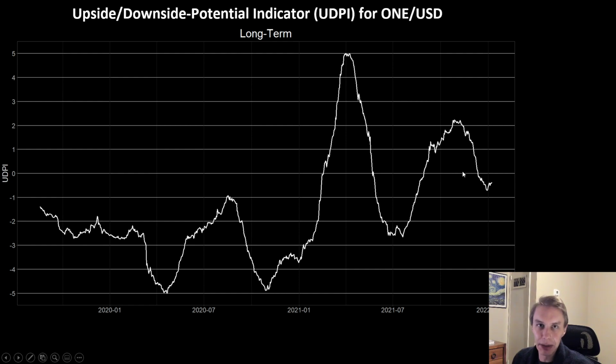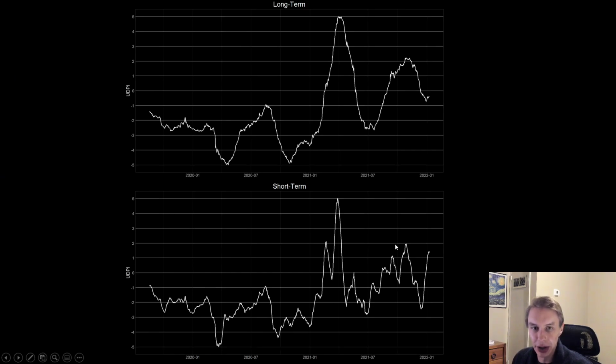But the nice thing about the UDPI, or our current version of the UDPI, is we can compare this kind of long-term risk with a shorter term version of risk. So I'm actually showing you here this is the long term, which is just what we were just looking at before.